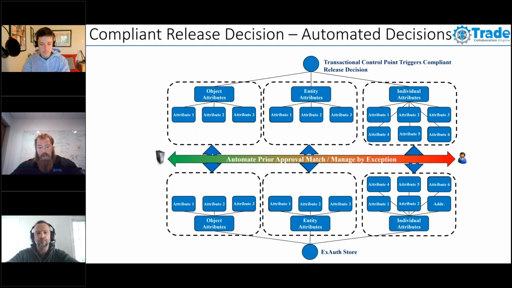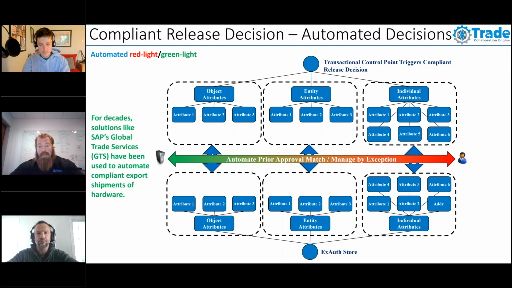And the real objective here, right, is what we're talking about is automating the prior approval match and managing by exception, or what we call automated red light, green light. Now, this has been done for decades with the product and other products like it, right? The product I'll highlight here is SAP's Global Trade Services product. And essentially, it's facilitating millions and millions and millions of automated transactions around the world every day, right? With this type of approach for tangible exports, right? Physical shipments.